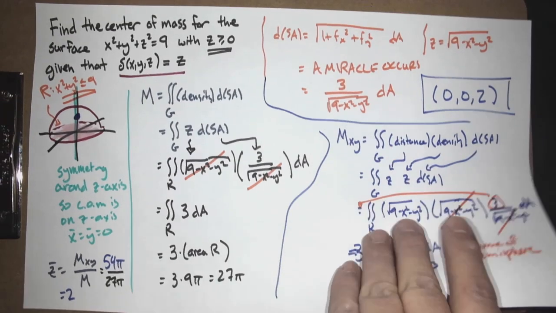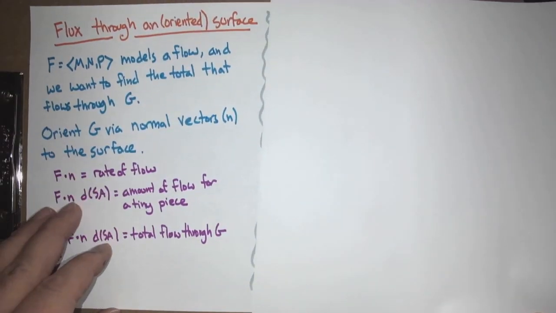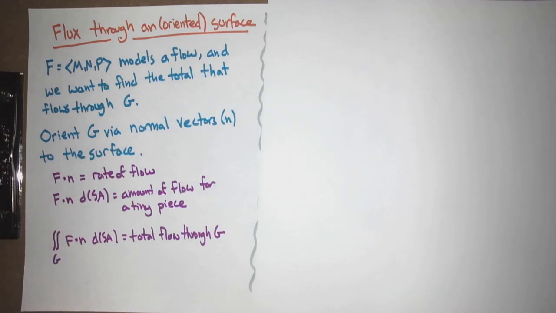All right. So we want to talk about flow. Flow through a surface. We talked about flow through a curve, and we said that's one of our interpretations of Green's theorem. But now we want flow through a surface. So we have some vector field, M and P, modeling movement. You can think of it as fluid flow, air flow, electrical flow, whatever you want, depending on your discipline.